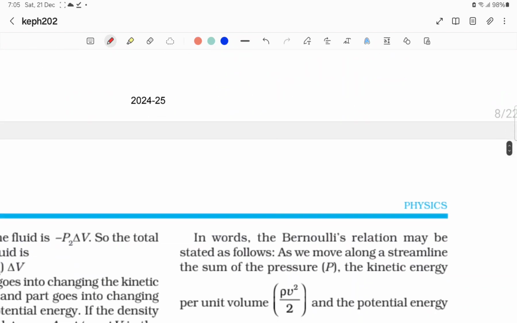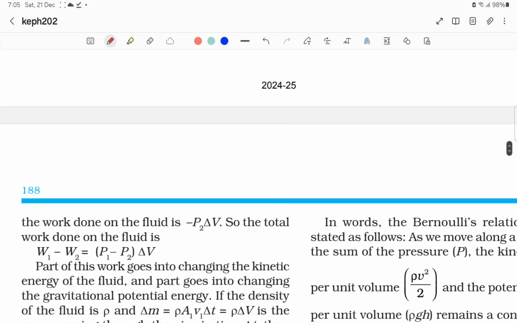or the work done on the fluid is minus P2 delta V. So the work done on the fluid is W1 minus W2, which is (P1 minus P2) delta V.